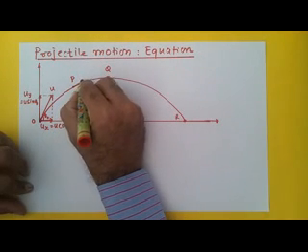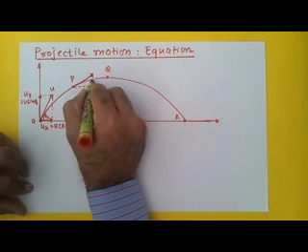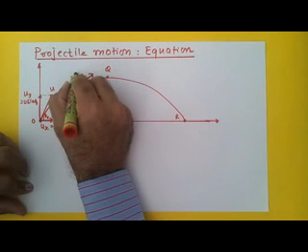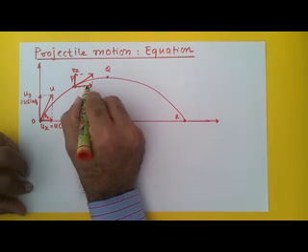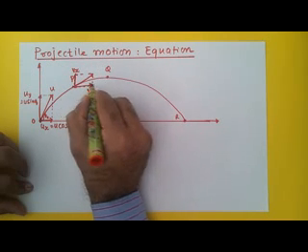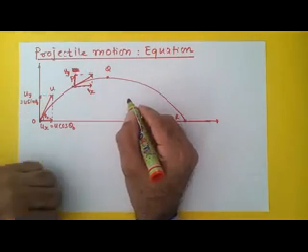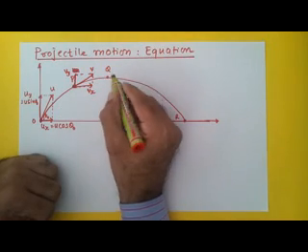If I show the velocity over here as a tangent, this particular velocity will have two components. This is the vertical component, which we will call Vy, and this is the horizontal component, which we will call Vx. So this velocity is V at point P over here.